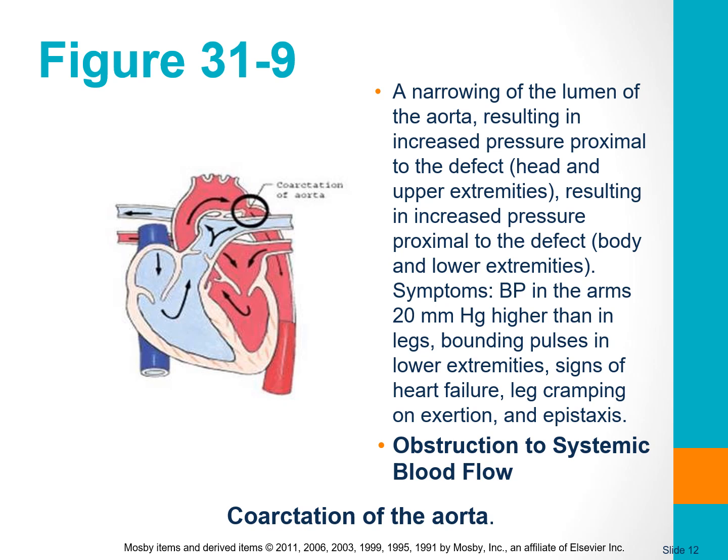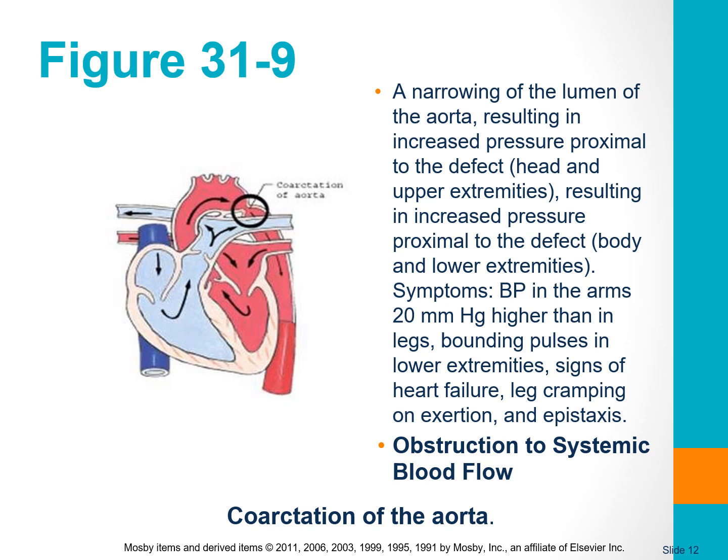Okay, now coarctation of the aorta. That's a fancy word to mean narrowing. So the narrowing of the lumen of the aorta, as seen on the top of this diagram in the circle, it's where it gets really, really small and then back to the size that it should be. So this narrowing results in an increased pressure on the left side of it, resulting in increased pressure proximal to the defect. So the body or the lower extremities.